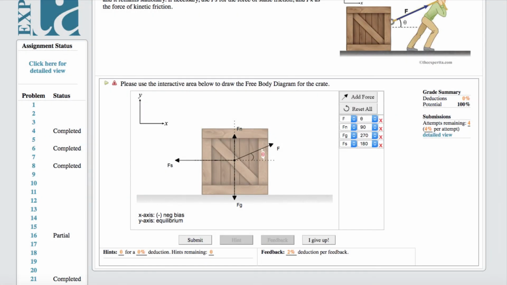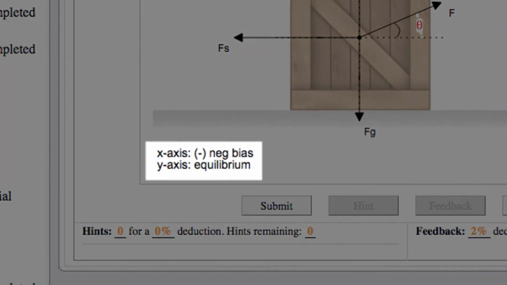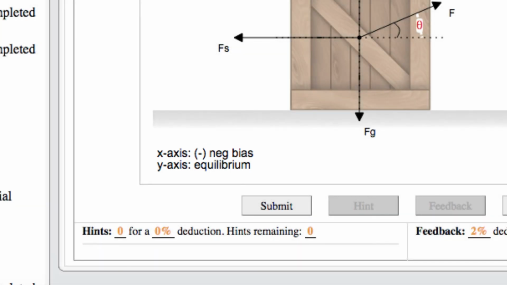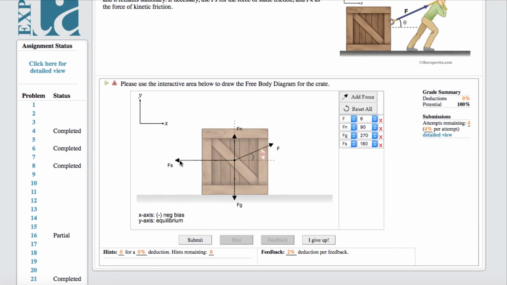The ExpertTA system has a way to help you know if your free body diagrams are balanced. Let's look at the same crate problem in this system. Notice the x and y axes indicators on your screen. These will help you determine if the forces are roughly balanced in both directions. You can see here there's a negative x-axis bias, indicating acceleration to the left. To adjust this, we'll reduce the magnitude of the static friction force. Notice now, the indicator lets us know we are in equilibrium in the x direction.